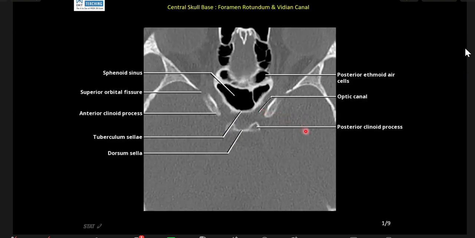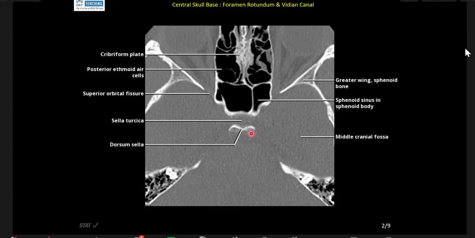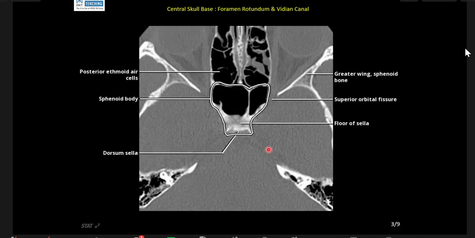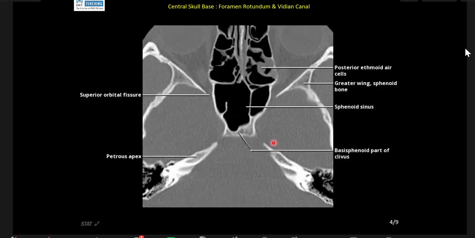Let's see it. So orientation-wise, this is the optic foramen, and the sella is here, and this is the sphenoid sinus. This is the superior orbital fissure. Here you are, superior orbital fissure. Now this is the floor of the sella. The sphenoid sinus is here, and sphenoid sinus is here. Superior orbital fissure is still visible.